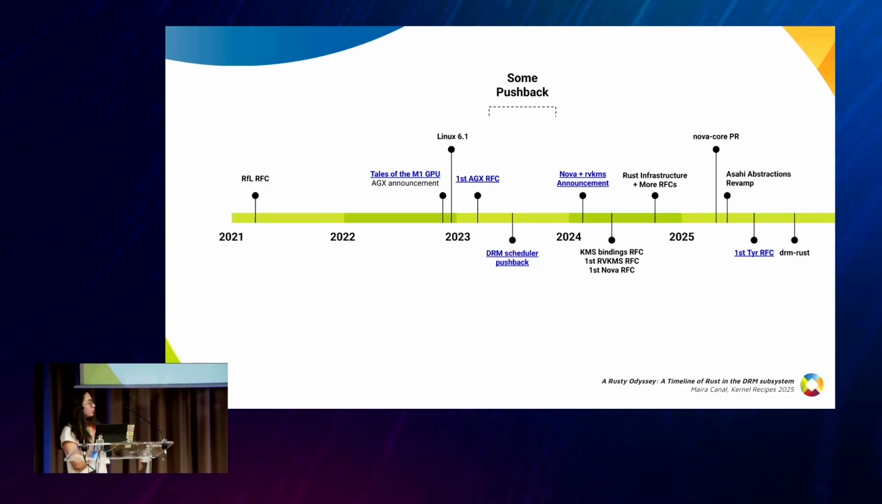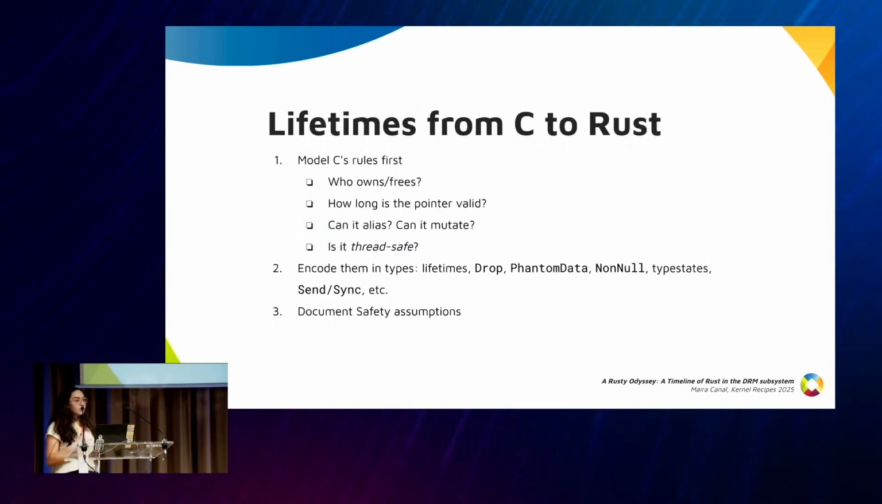The DRM scheduler series that caused this pushback was a three-patch series with some documentation about the DRM scheduler, trying to set some expectations about the inner workings of the scheduler, and also some fixes for lifetime issues. And for those who are completely unfamiliar with what lifetimes are in Rust, we have this idea of lifetime semantics, so I'm going to wrap up this idea very quickly just to make sure that everybody's on the same page.